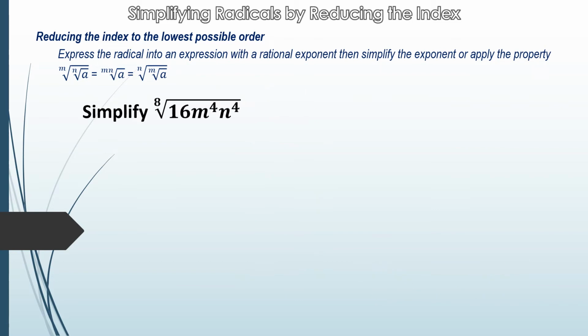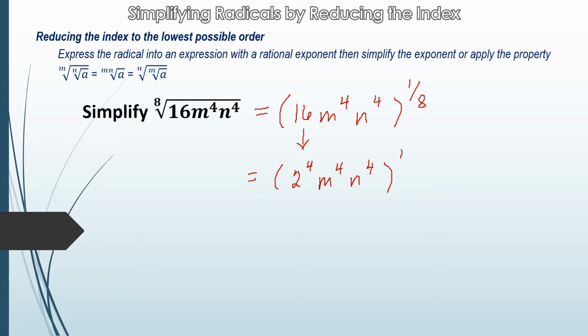Let's have another example. Simplify the 8th root of 16m raised to the 4th power n raised to the 4th power. First, we will rewrite this expression in exponential form. In exponential form, this is written as quantity 16m raised to the 4th power n raised to the 4th power, raised to 1/8. After that, we can rewrite 16 in exponential form. 16 is the same as 2 raised to the 4th power. Bring down m raised to the 4th power, n raised to the 4th power, quantity raised to 1/8.